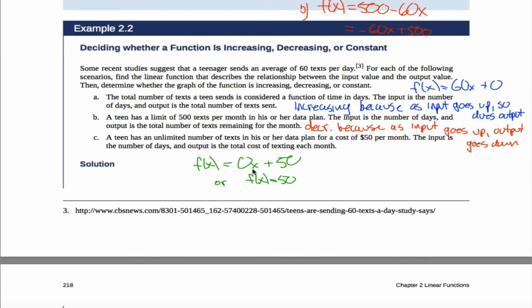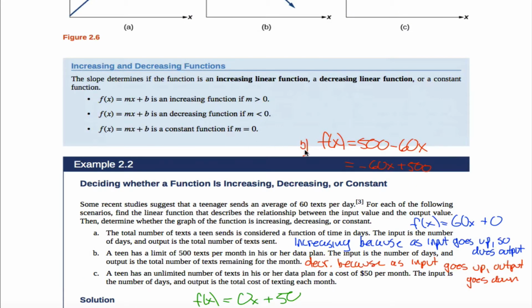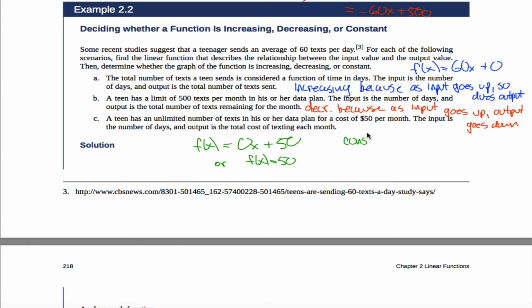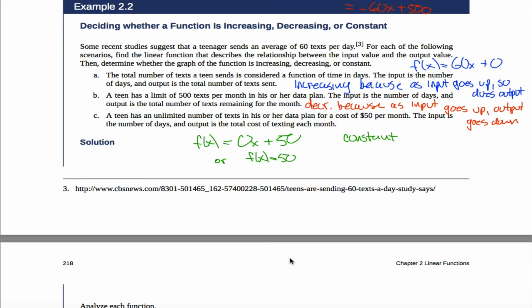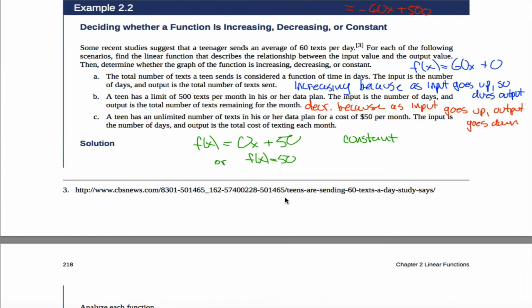You'd have to put a 0x here, which is kind of strange because you won't really see it, since 0 times anything is 0, so why even bother writing 0x? True. But if you write it like this, it's easier to see that the slope is 0, and when the slope is 0, we have a constant function. So I would say this is constant. My argument here is slightly different than what your book will say, to give you another way of looking at these. It is constant because as the input goes up, the output stays the same. I'll call that good enough.